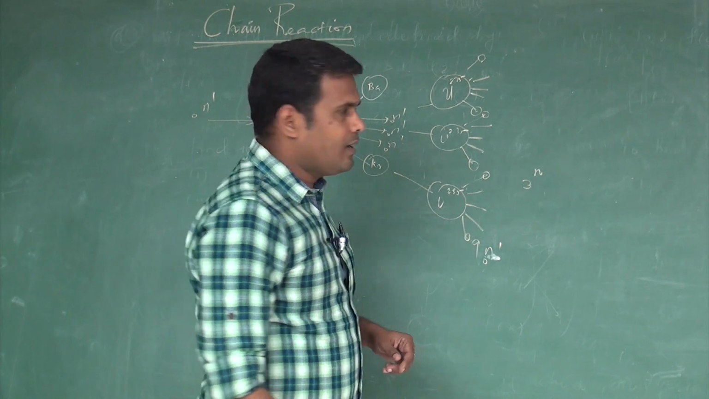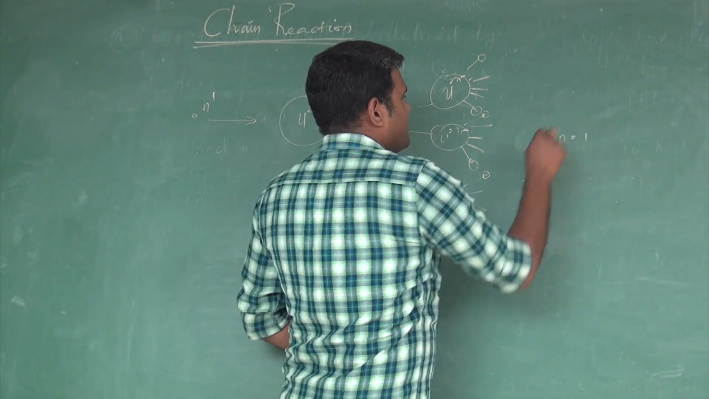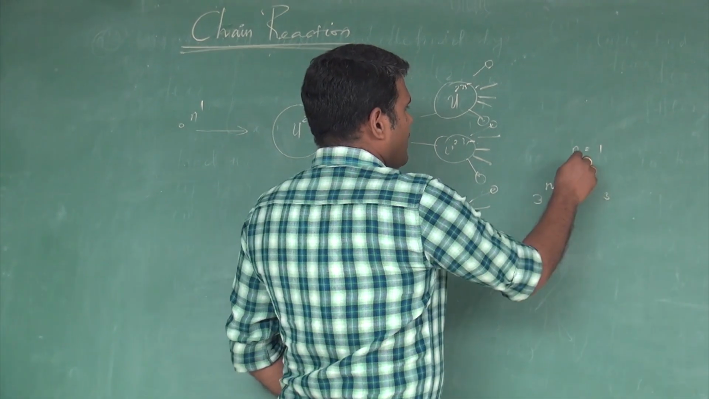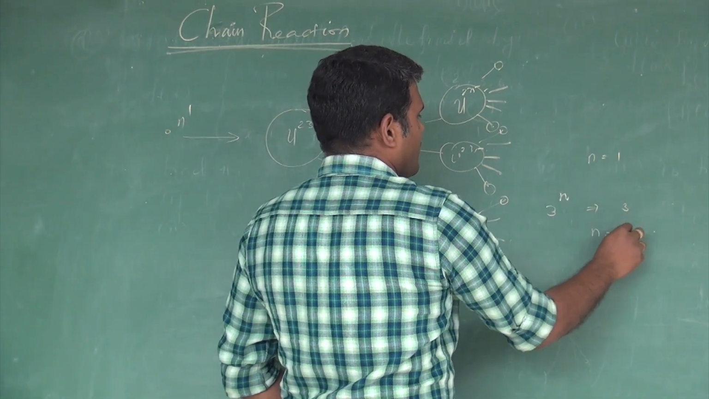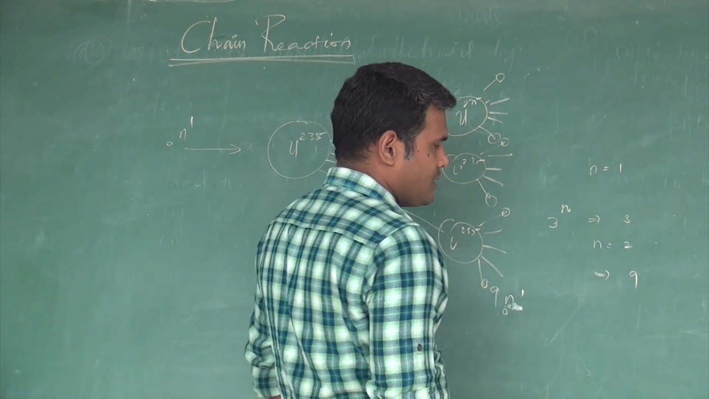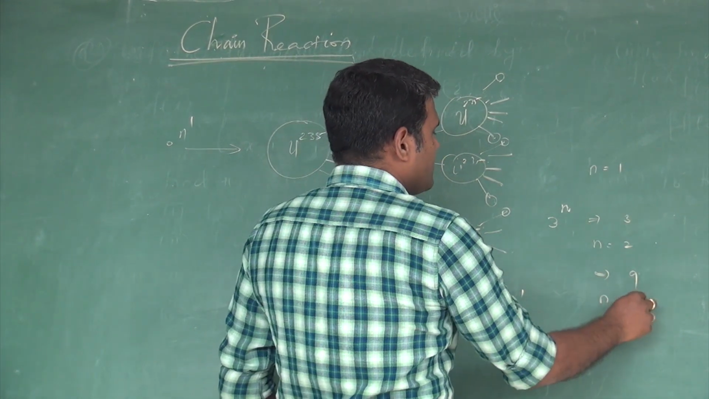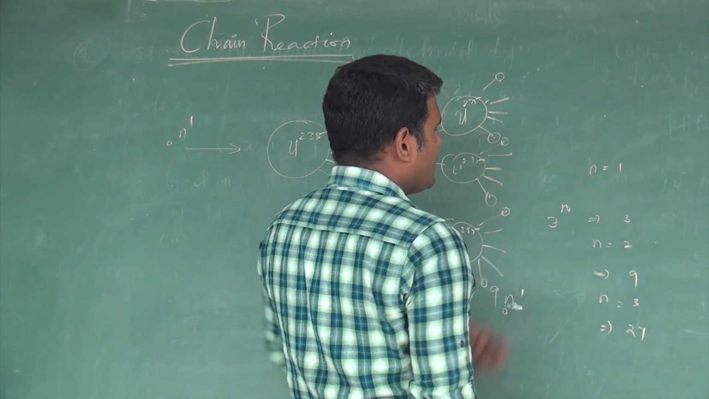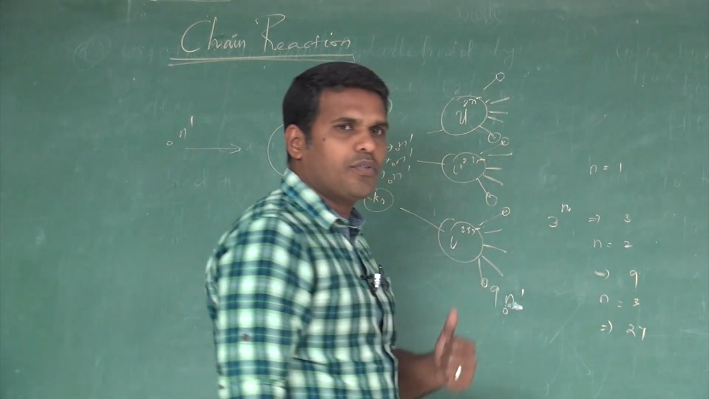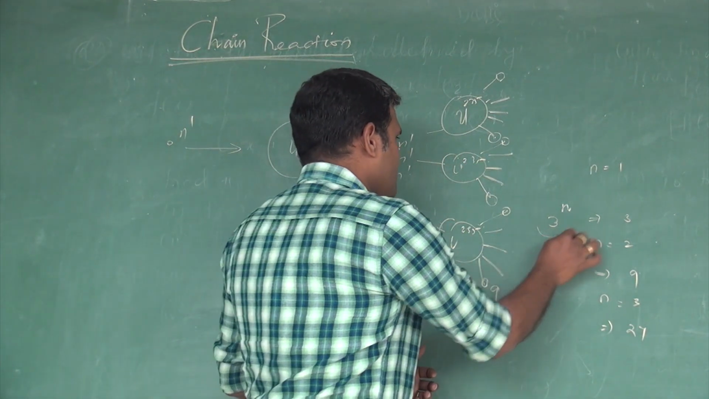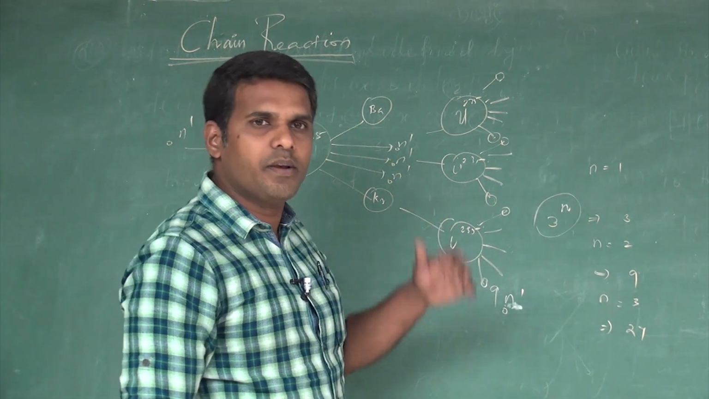3 power n. If n equals 1 in the first step, in the first fission, number of neutrons produced is 3. If n equals 2, the number of neutrons produced is 3 power 2, 3 square, which is 9. If n equals 3, then 3 power 3, 27. In this way, you can write the number of neutrons produced in each and every successive step. So the geometric progression for a 3 neutron fission is 3 power n.